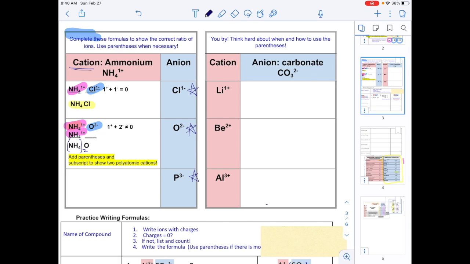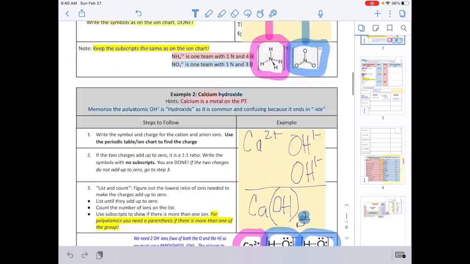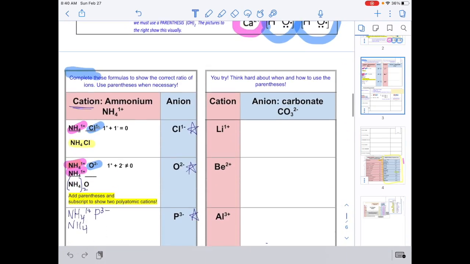And then the O. Let's try it with the phosphate. So if I start with my NH4 plus 1 and my phosphate 3 minus, they don't add up to 0. So I'm going to add another NH4. Another NH4.